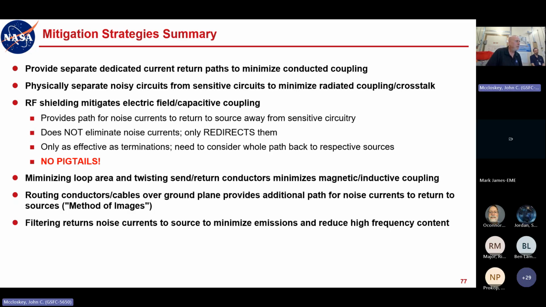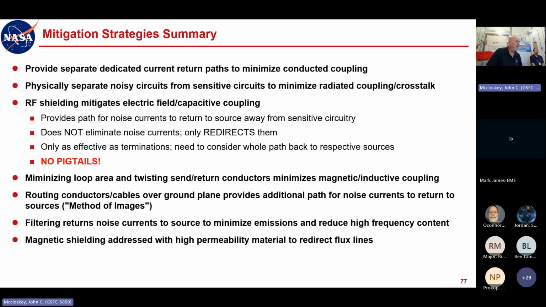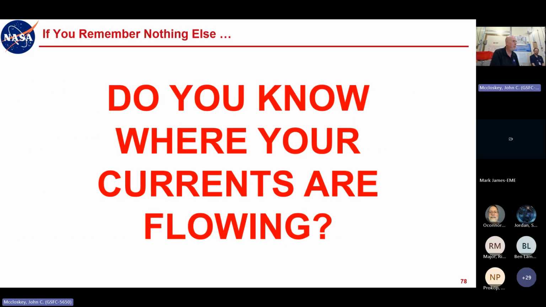And then filtering returns the noise currents to the source to minimize emissions and reduce high frequency content. Magnetic shielding is addressed with high permeability material to redirect flux lines. And if you remember nothing else, in case I had forgotten to mention this, do you know where your currents are flowing? I've said it before, I'll say it again.